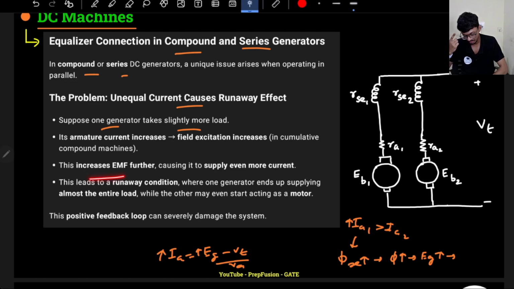So this increases EMF further, causing it to supply even more current. This leads to a runaway condition where one generator ends up supplying almost the entire load while the other may even start acting as a motor. So the other may take current. So this positive loop can severely damage the system.